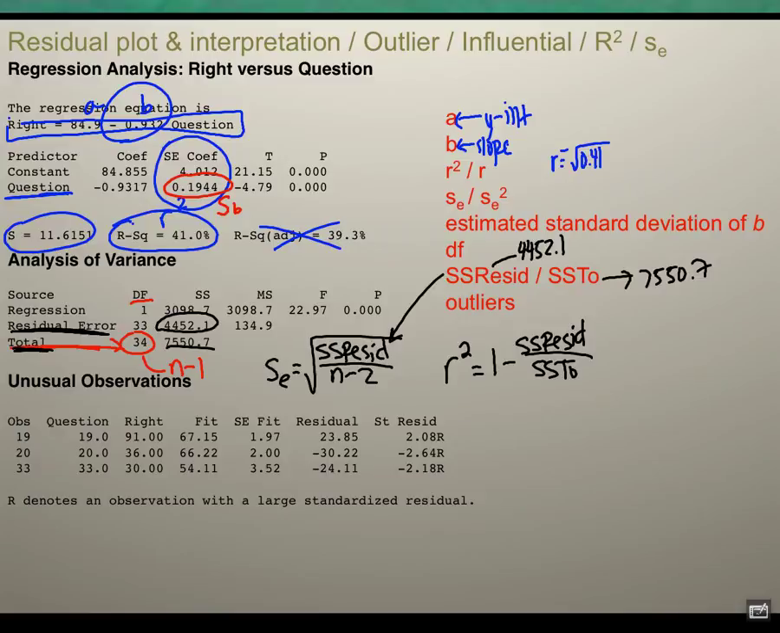And then the last thing in this output are outliers. So it gives you unusual observations down at the bottom. And it says, these denote an observation that has a large residual. Large residual means that it's an outlier. So in this case, there are 3 outliers: question number 19, question number 20, and question number 33.